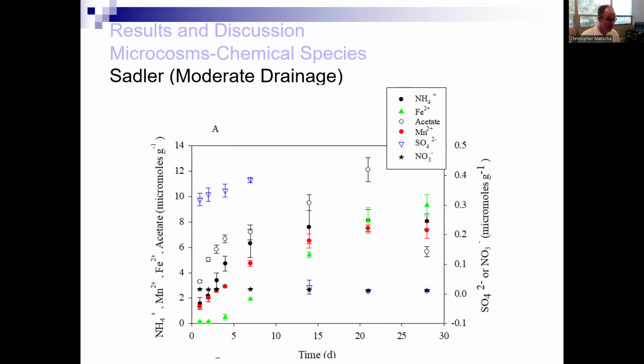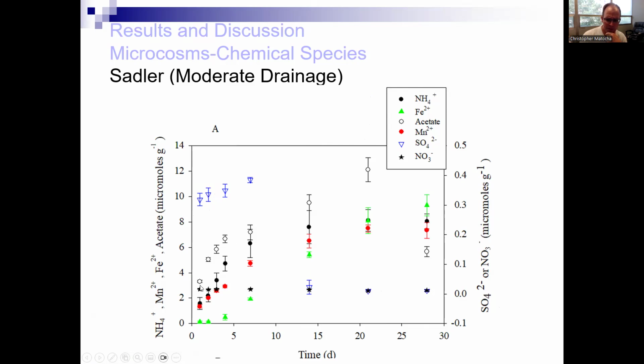All right. So now we're going to be following some of these microcosm data. Here on the y-axis, we have ammonium, manganese, iron, and acetate, okay, on this axis. And on this axis, we have sulfate or nitrate. And this will be similar for all the next plots I show. And this is for the Sadler, the moderate drainage soil. And then I'll show Eh and pH here shortly. So a couple important points to make. You notice there's a slight increase in sulfate, and then we see a drop in sulfate, okay?